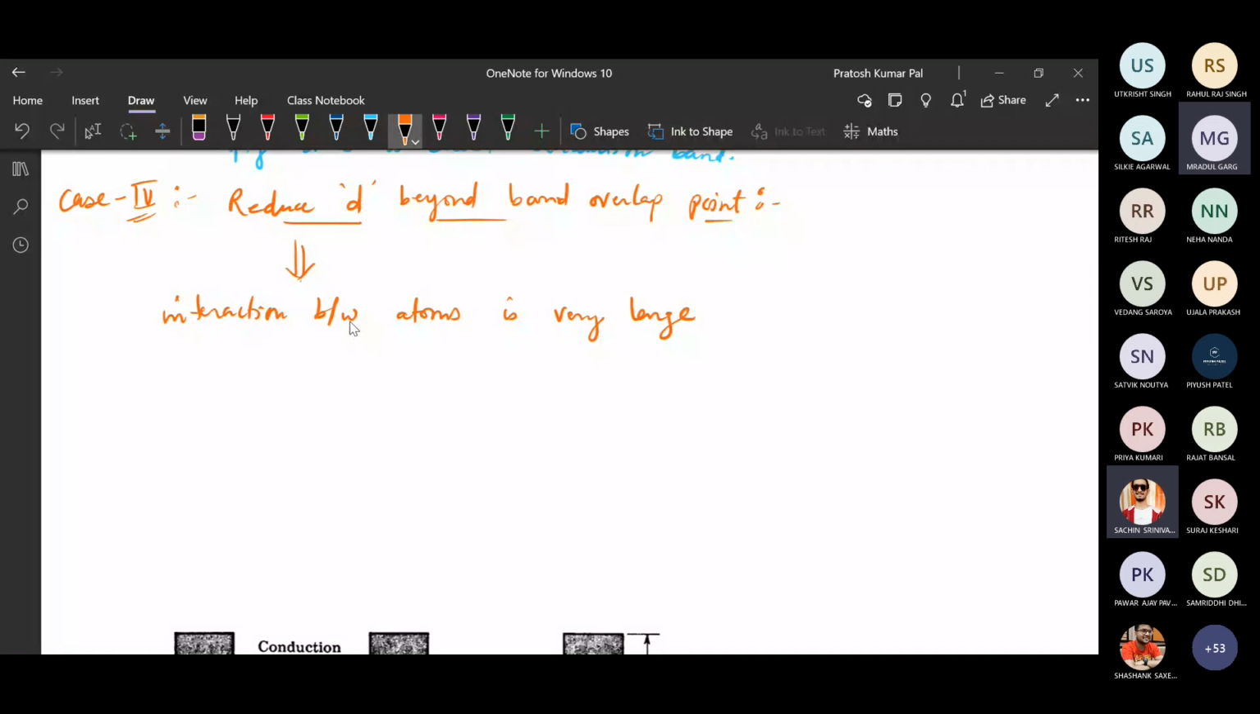So now in this case the energy band will depend on two different parameters. Here the interaction is going to be very large. The energy band will depend on one parameter, that is called the orientation of the atoms.